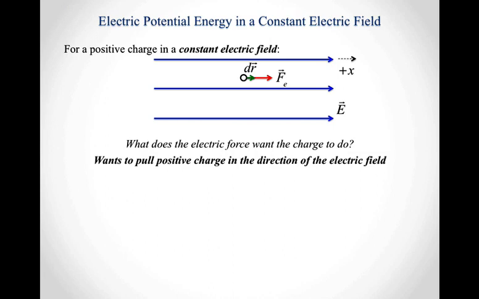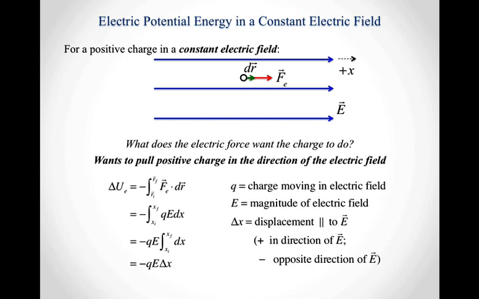So in this case, the electric field points to the right. I'm letting that be the positive direction here. I know that what the electric force wants the charge to do is it wants it to move. So if you let the charge go, the electric force is going to pull the charge to the right. It wants to pull my positive charge in the direction of the electric field.